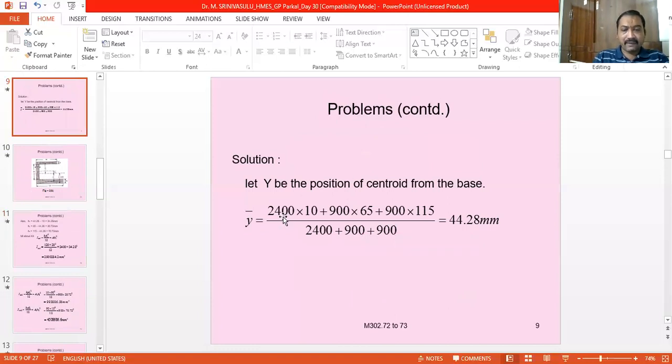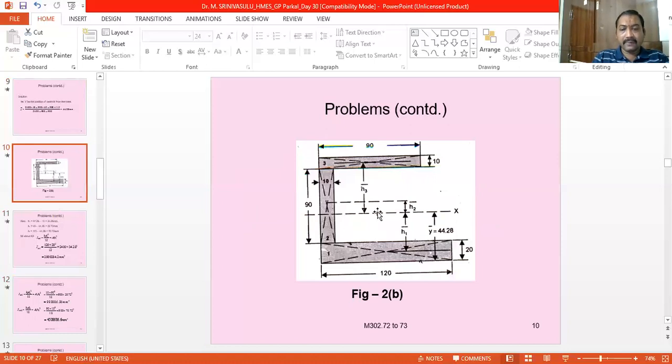So y bar is equal to a1 y1 plus a2 y2 plus a3 y3 by a1 plus a2 plus a3. So y bar is coming to be 44.28 millimeters. This is the position of the y coordinate of the centroid from the base.